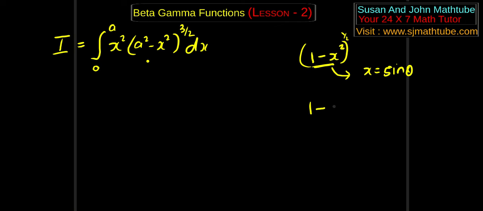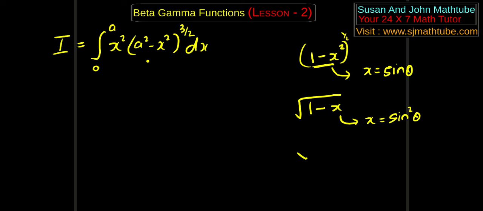Suppose you have 1 minus x. Can you tell me the best substitute? Yeah, x is equal to sin square theta. Because if you have something like root under 1 minus x, of course sin square theta will be able to help you. Because 1 minus sin square theta is cos square theta, and root under cos square theta becomes cos theta.